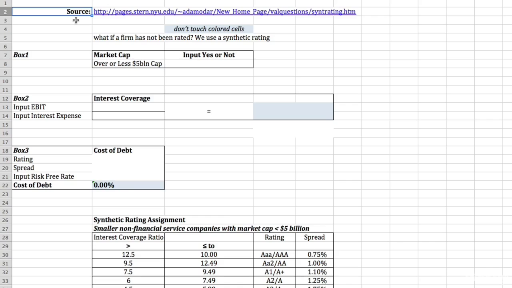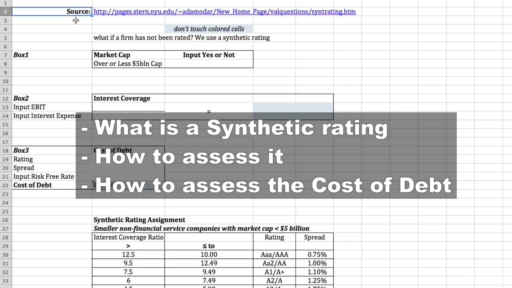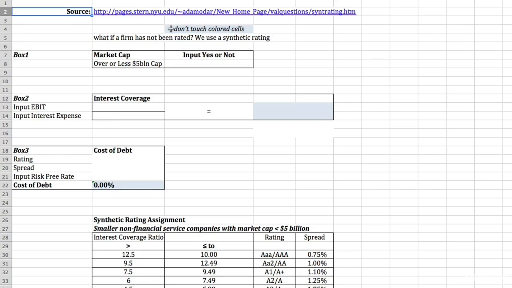In this lecture, I'm going to explain how to assess a synthetic rating and also what a synthetic rating is, of course, but also how to determine the cost of debt for any company. Now, what is a synthetic rating? You know that many companies have actually been rated by the main agencies such as Fitch, Standard & Poor's, and Moody's. But what if the company that we are analyzing does not have a rating? How do we actually deal with that?